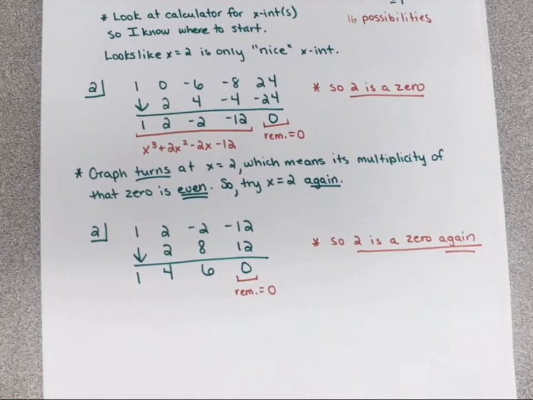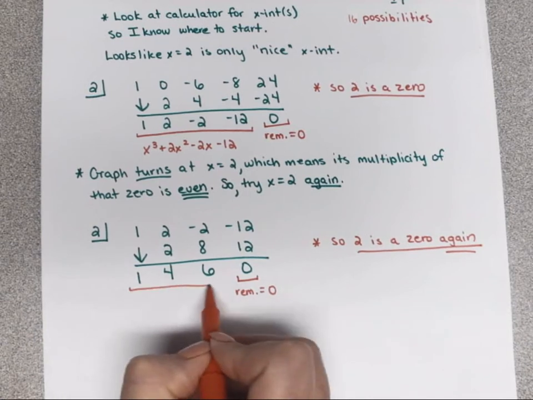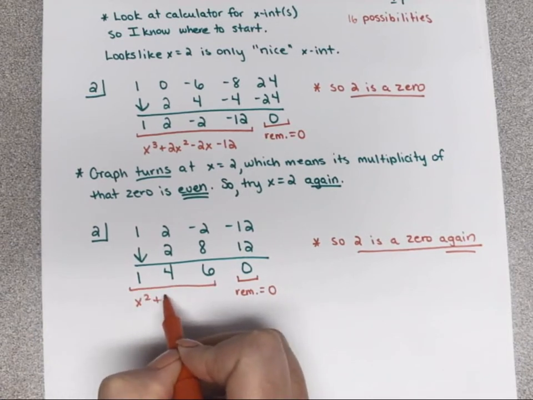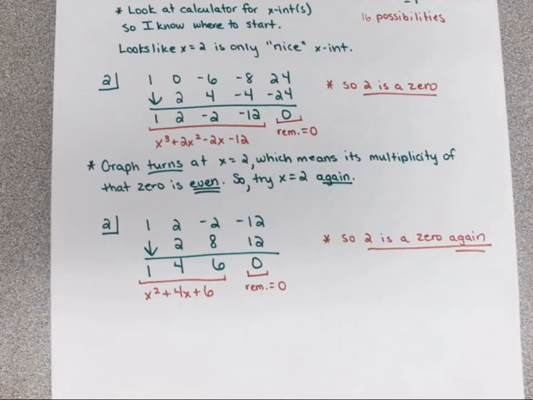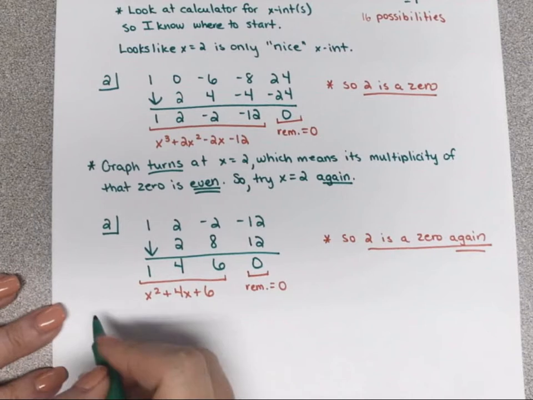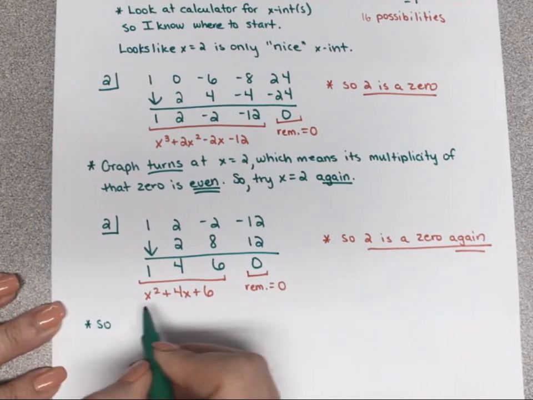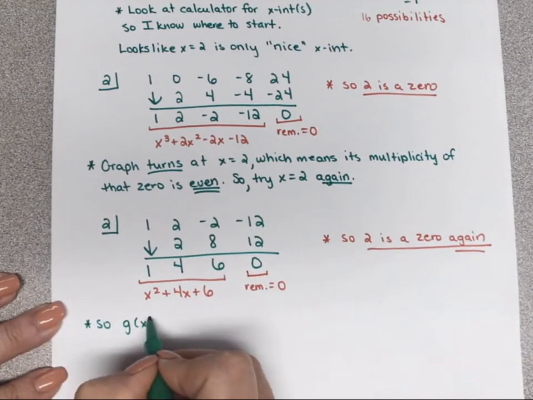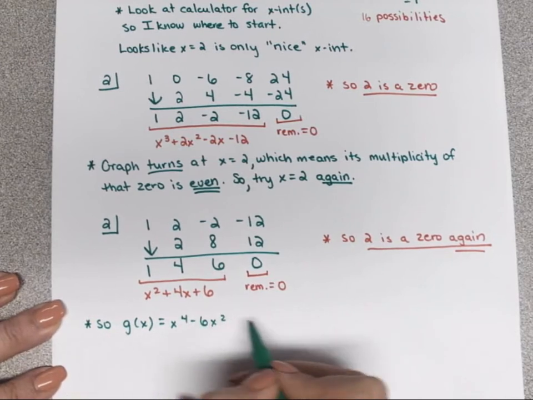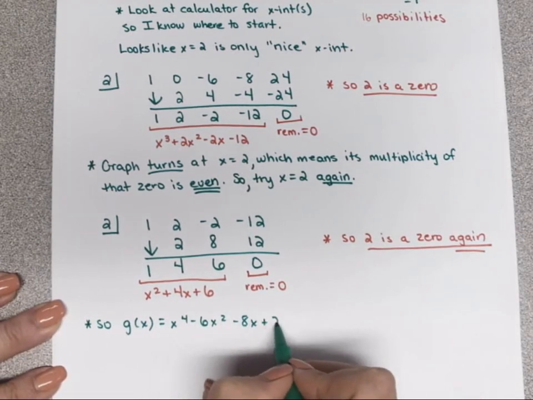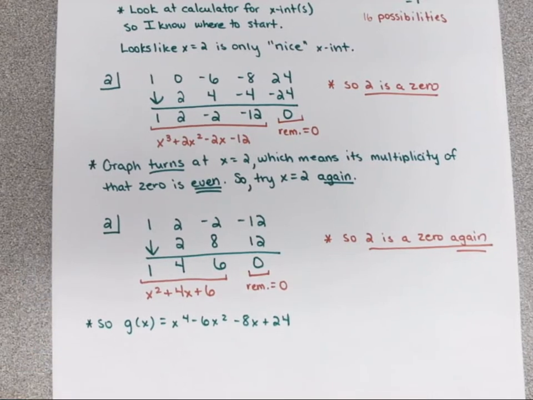All right, so now notice we are down to x squared. So this is x squared plus 4x plus 6. Okay, so this is what we've got, right? So let's go back and see if we can fully factor the original. It was x to the 4th minus 6x squared minus 8x plus 24 that we started with.